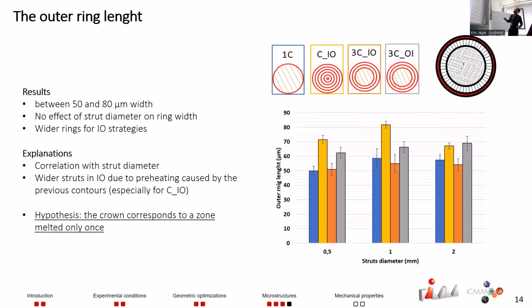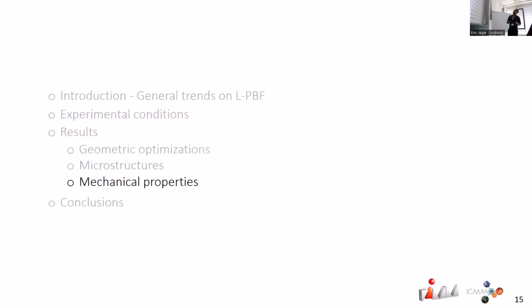I also wanted to study the outer ring length, because I realized that between the out-in and in-out strategies, the outer ring can have different lengths. And so this can be connected to the first result that we saw just before. It makes us understand that the crown, the outer ring, corresponds to a zone melted only once.